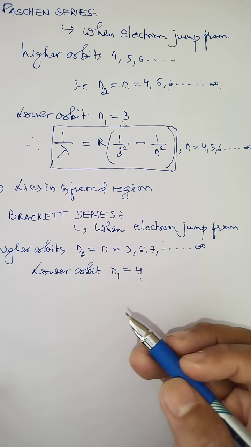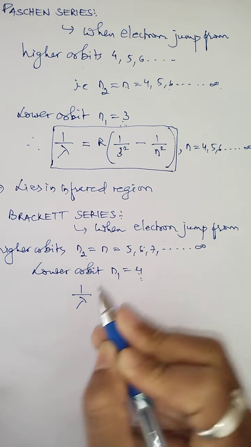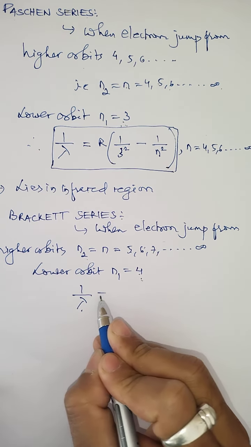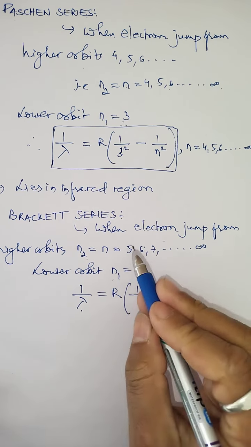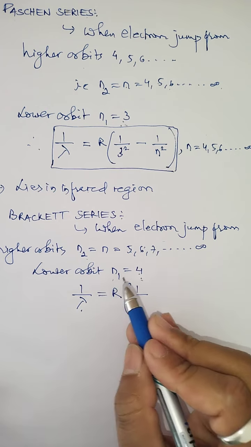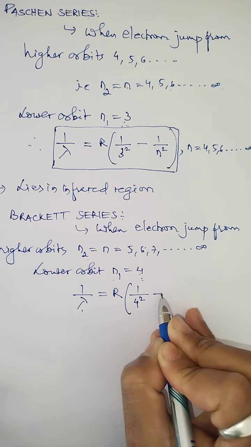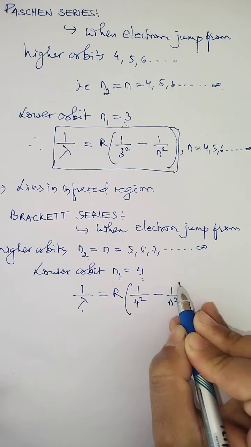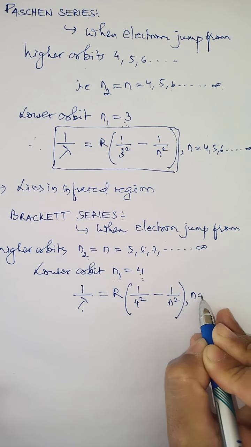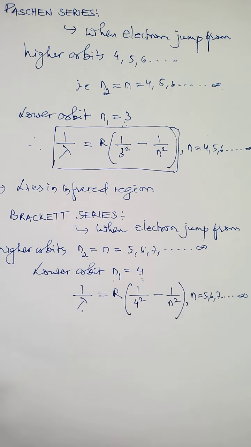This series can also measure the wavelength of emitted radiation, and this wavelength can be measured by the formula 1 by lambda equals R bracket 1 by n1 square minus 1 by n2 square. Actually the general formula is n1 square, but n1 here is 4, so I write 4 square. And n2 means n only, because your n2 starts from 5, 6, 7 and so on, it will go on and on.